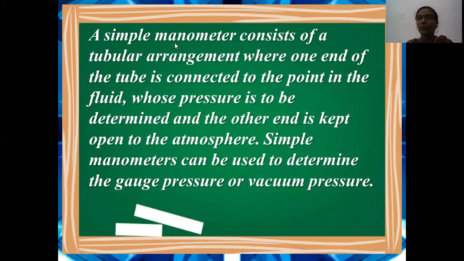A simple manometer. A manometer is an instrument used to measure liquid pressure. It consists of a tubular arrangement that I am going to show you in the next slide, where one end of the tube is connected to the point in the fluid whose pressure is to be determined, and the other end is kept open to the atmosphere.